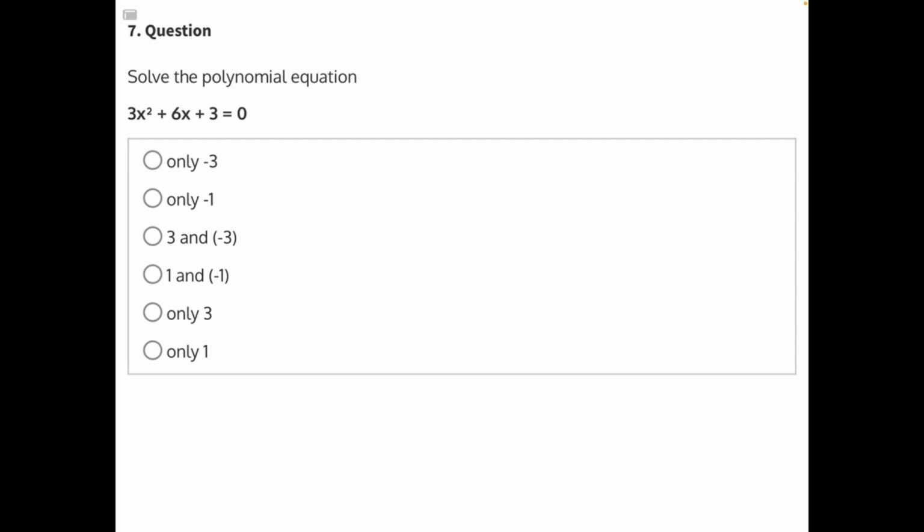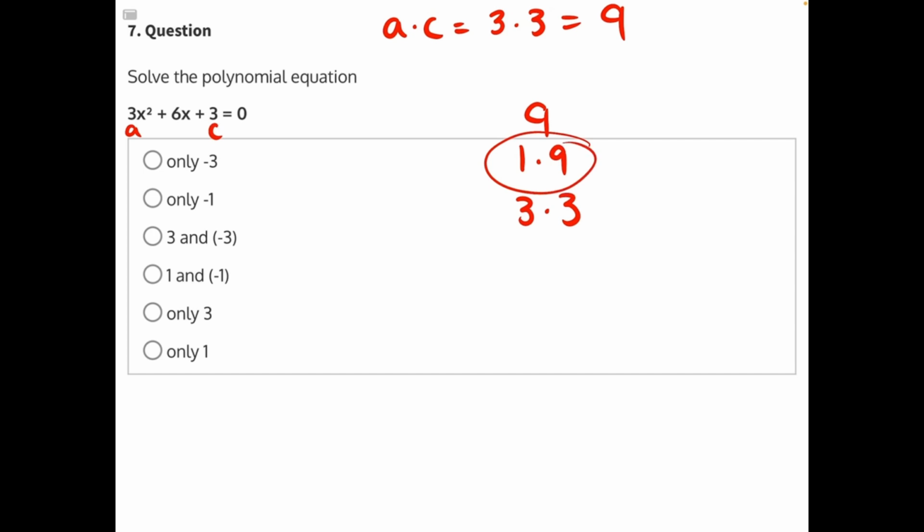is factoring by grouping. So let's start by finding a times c, which is 3 times 3, which will give us 9. And now let's list all the factors of 9, all the numbers that multiply together to give us 9. 1 and 9, and 3 and 3, that's it. And now we need to look at each of these factors and see if adding or subtracting these factors will give us 6, or our b value. This is our b value, the coefficient of our middle term.